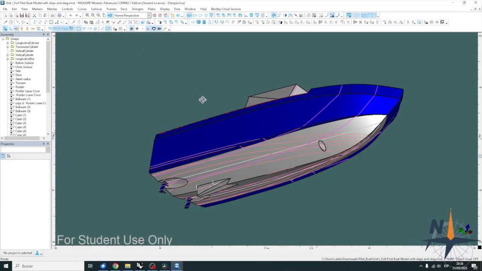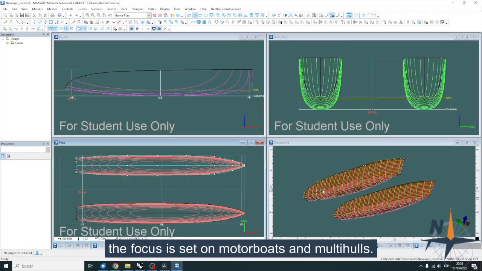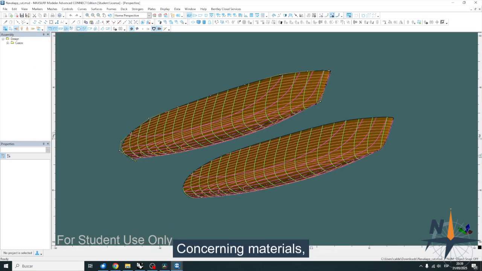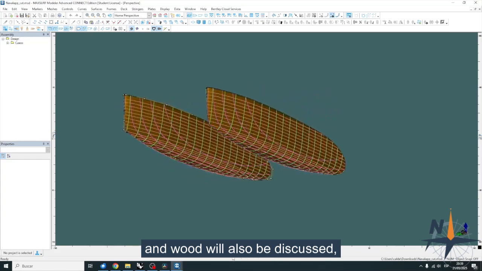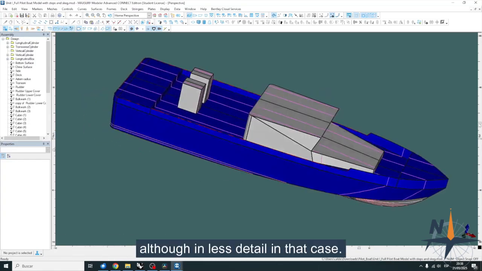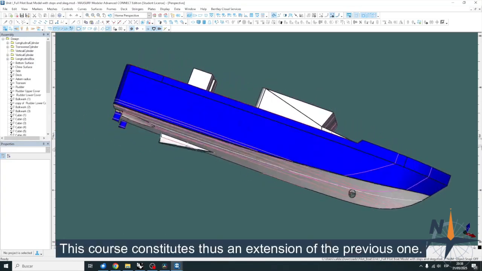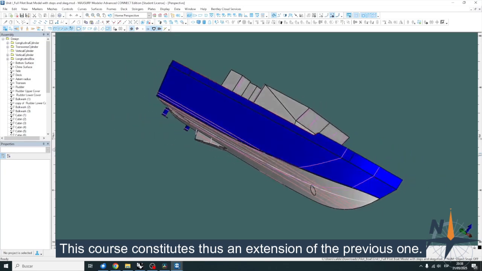In the present course, the focus is set on motorboats and multi-hulls. Concerning materials, metals will be extensively treated, and wood will also be discussed, although in less detail in that case. This course constitutes thus an extension of the previous one.